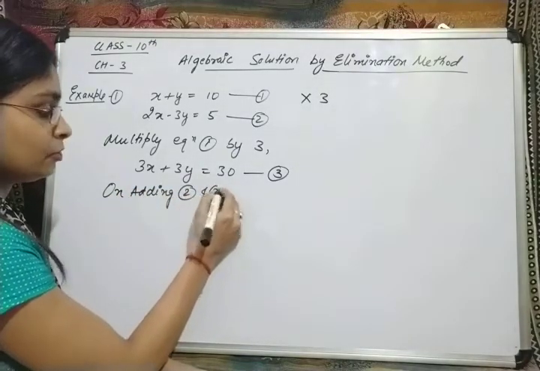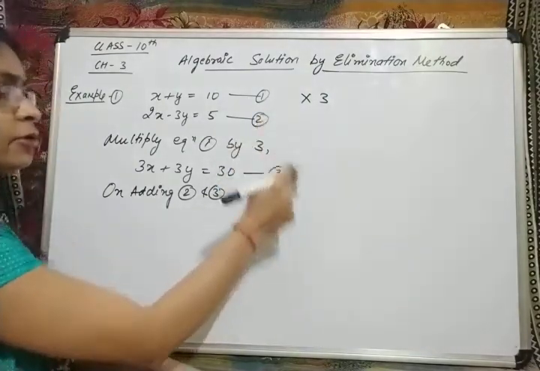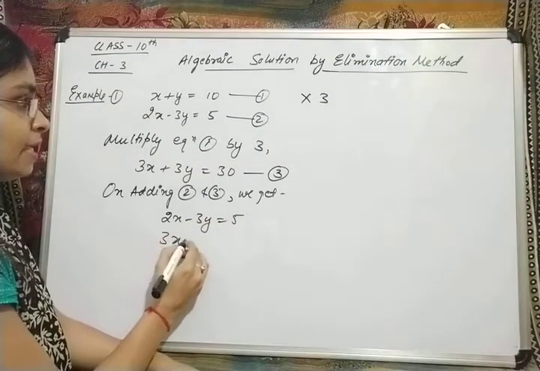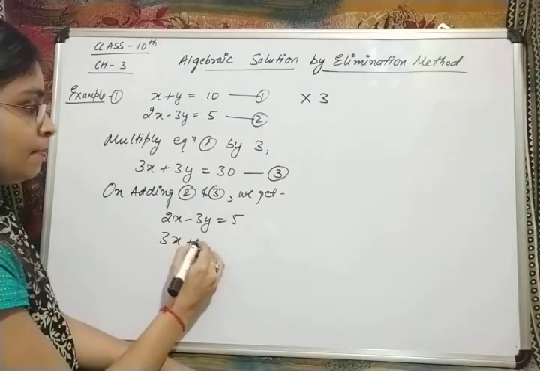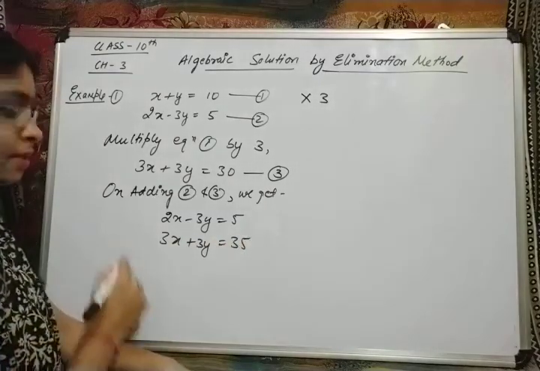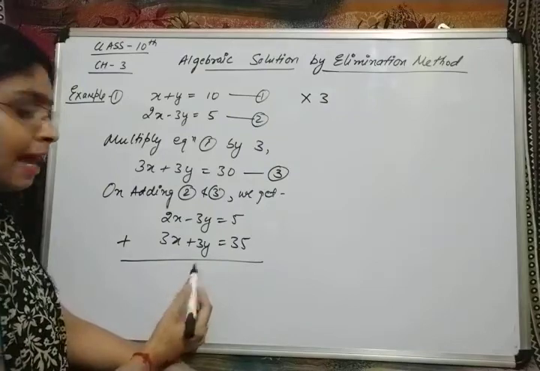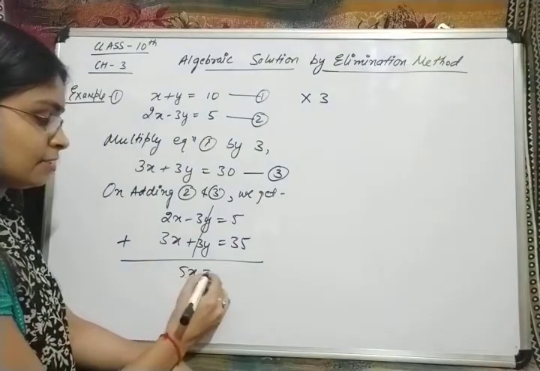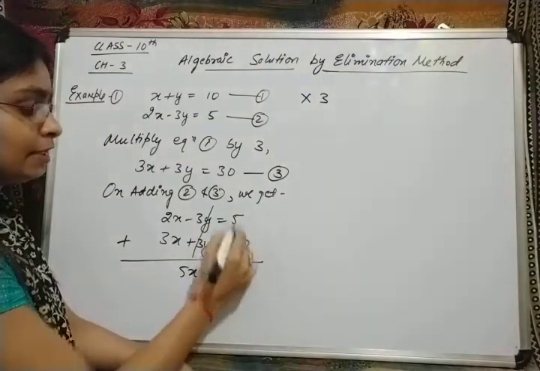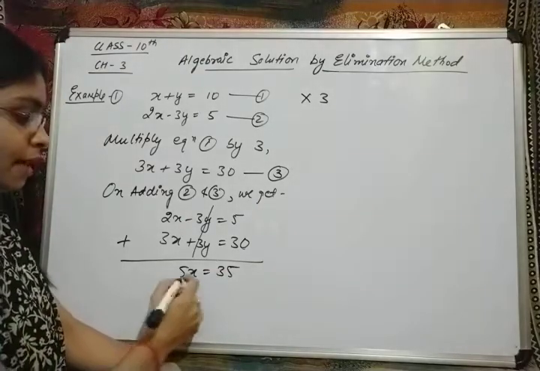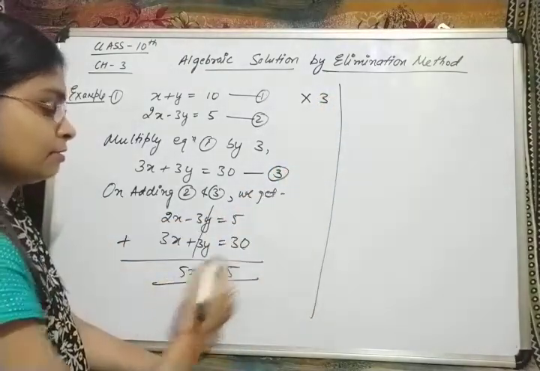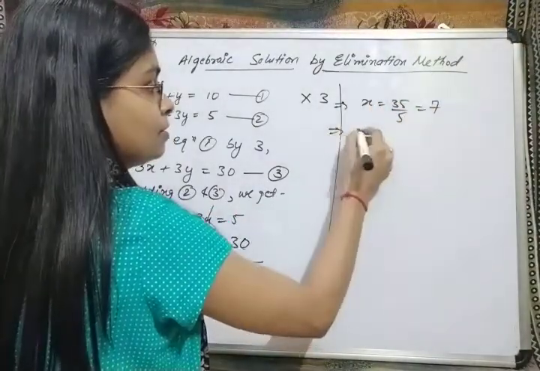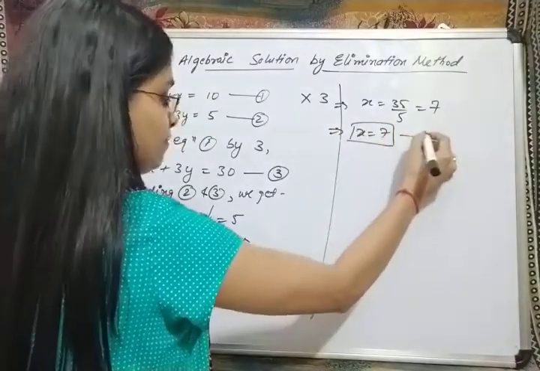So on adding equation 2 and 3, we are adding equation 2 and 3. This is 2x minus 3y is equal to 5, and this is 3x plus 3y is equal to 30, and we are just adding them. So by adding, the y term will get cancelled out. Now 2x plus 3x will be 5x, and this one is 30 plus 5, this is 35. And by solving it, we'll get x is equal to 35 by 5, and that is 7. So we get the answer x is equal to 7.